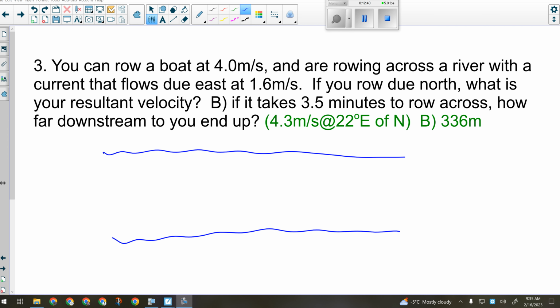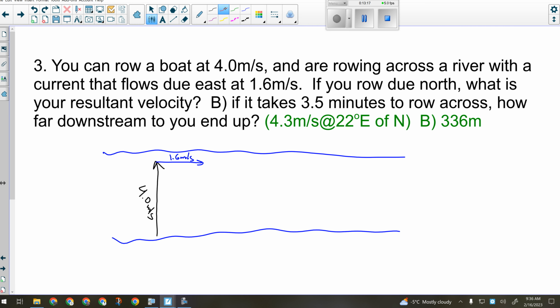So here's my river, okay? And my rowing speed is 4 meters per second, and it says I'm rowing directly north across the river. Okay, so that's going to be 4.0 meters per second, which is like beyond Olympian rowing speed. It's crazy. And we know that the current is moving east at 1.6 meters per second. Okay, what is our resultant velocity?